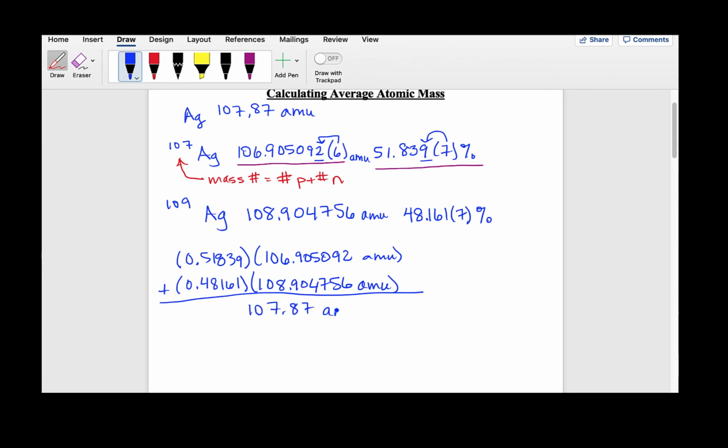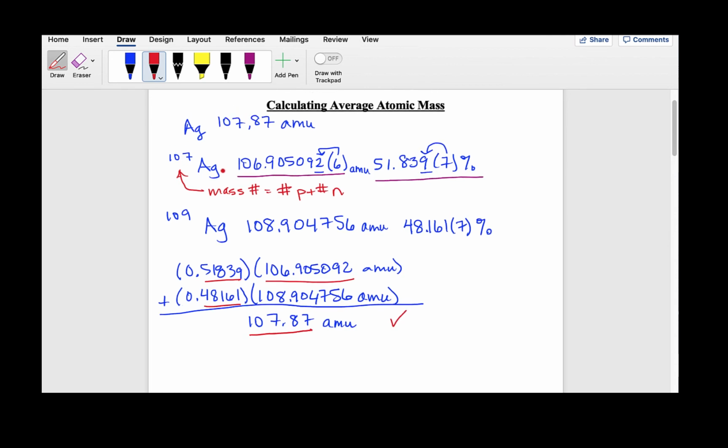107.87 atomic mass units. Let's take a look at the significant digits here. We can see that these have a lot, but each of these percent abundances only has 5, which is why we're keeping 5 in our answer for the atomic mass units for our final answer. And this matches what's in the periodic table, so hopefully this was a good reminder on how to calculate the average atomic mass.